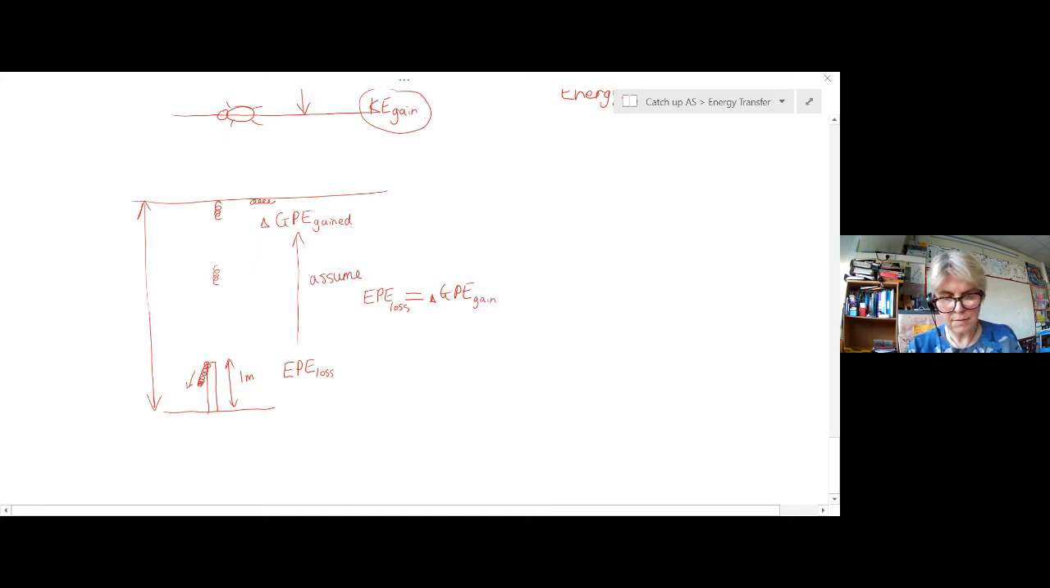Now, notice I'm not worrying about kinetic energy, because although the elastic potential energy is converted into kinetic energy, then it gets converted into gravitational potential energy. All I'm doing is looking at the first and the last. I'm not looking so much at what's happening in between. So we can say that using the equations, half kx squared is equal to mg delta h.